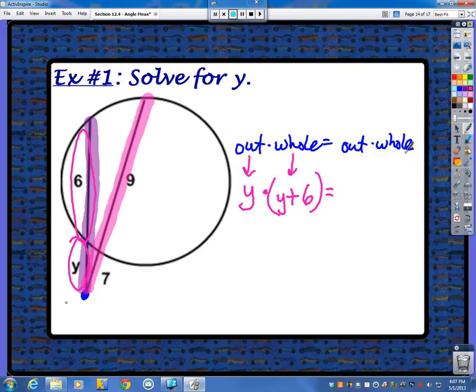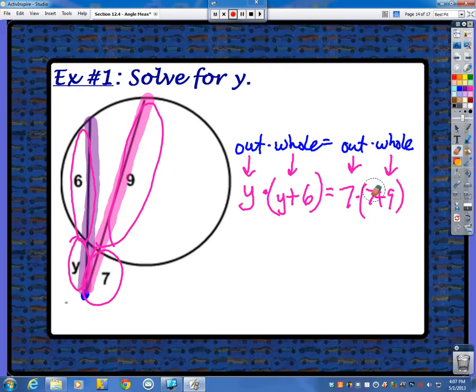Now, its outside part is the 7. And what's the whole length? It'd be the 7 plus the 9. Now you can write in parentheses 7 plus 9, but that's going to be kind of silly because 7 plus 9 is just 16 overall. So if you know what the answer is, just go ahead and say 16.